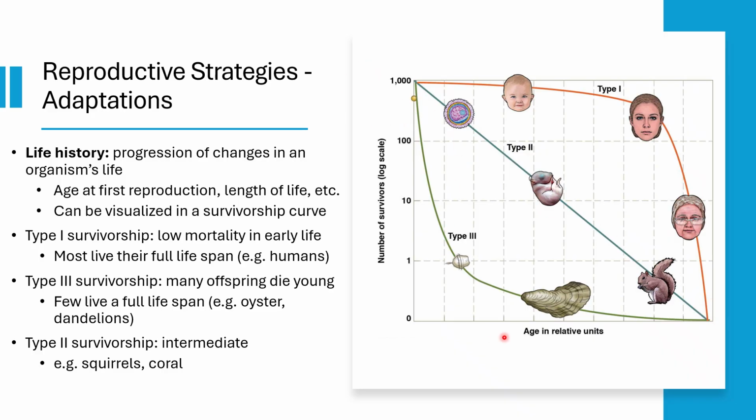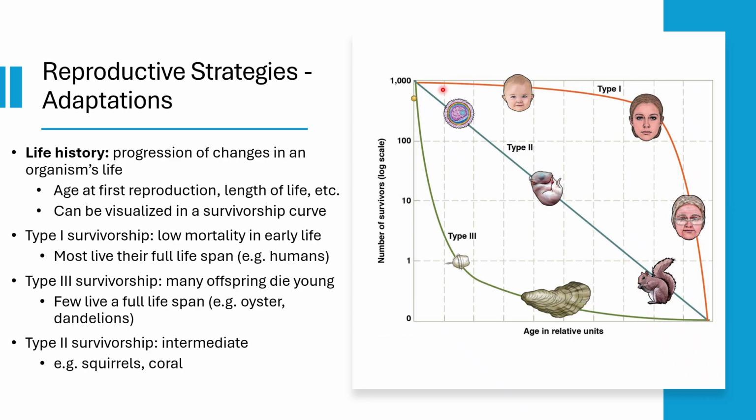The type 3, in contrast, the type 3 survivorship curve, you have organisms that produce a lot of offspring, and then a lot of that offspring is also going to die very, very young. And so we never reach the reproductive stages. The oyster is a very, very good example of that type of survivorship.